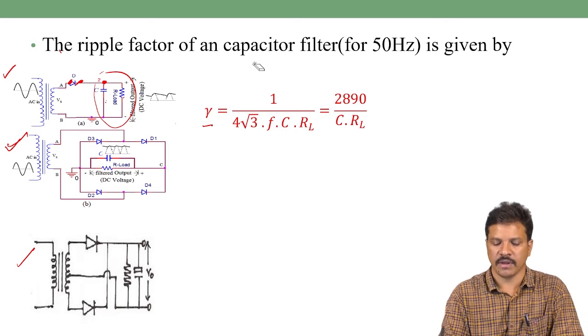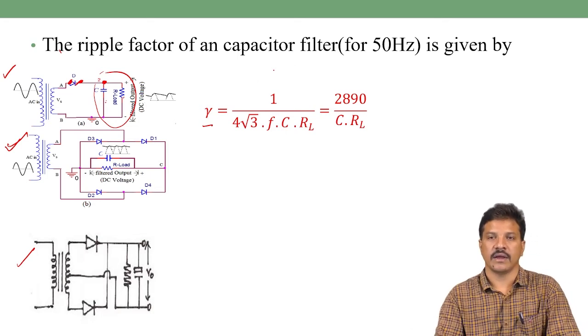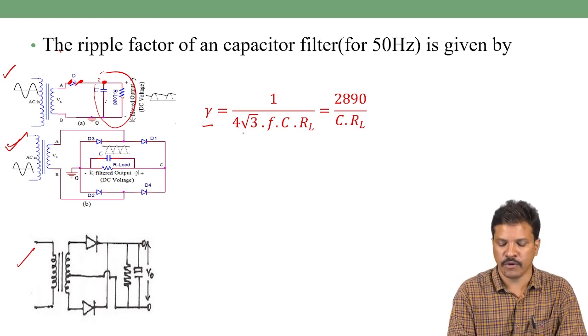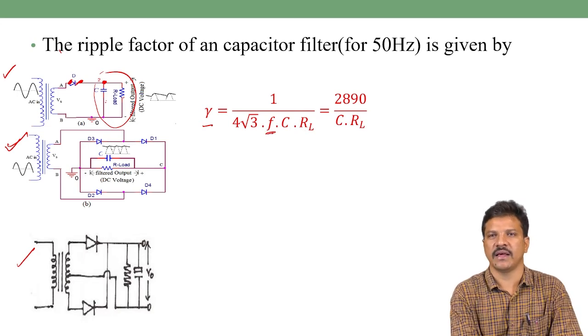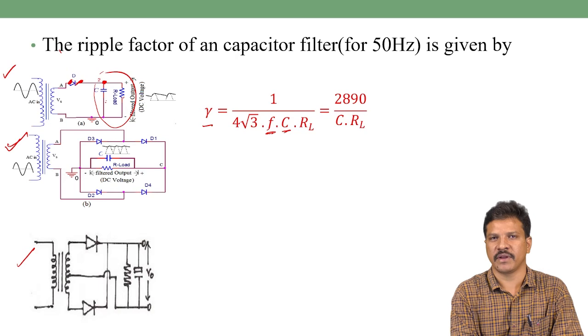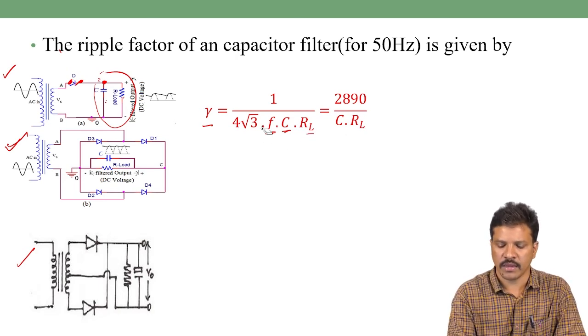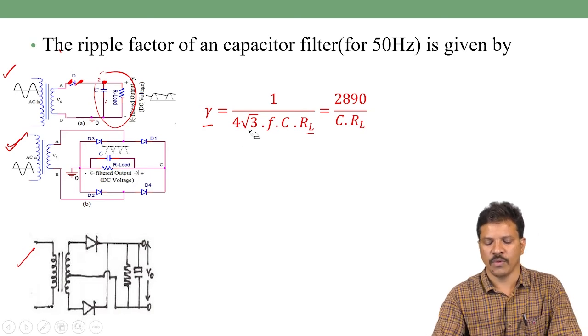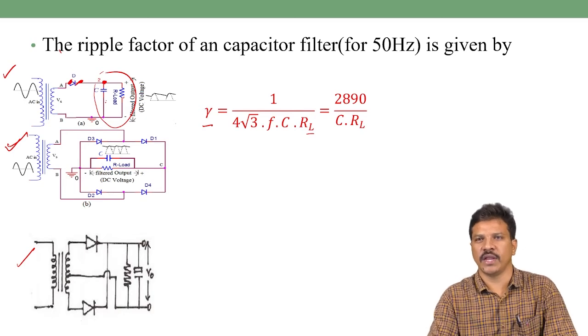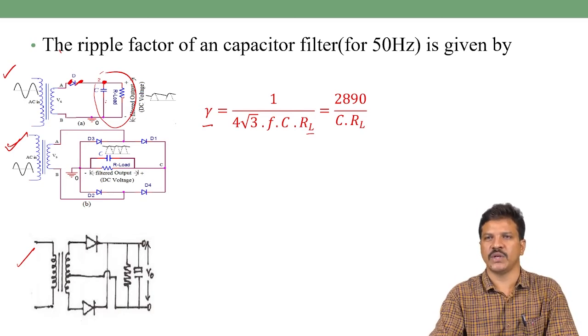So I am directly giving the equation for the ripple factor for a capacitor filter. Gamma is equal to 1 by 4 root 3 F into C into RL, where F is the frequency of the rectified signal or input signal, C is the capacitor of the filter, and RL is the load resistor. When we substitute the constant value 1 by 4 root 3 and F as 50 hertz, you will get 2890 divided by C into RL.